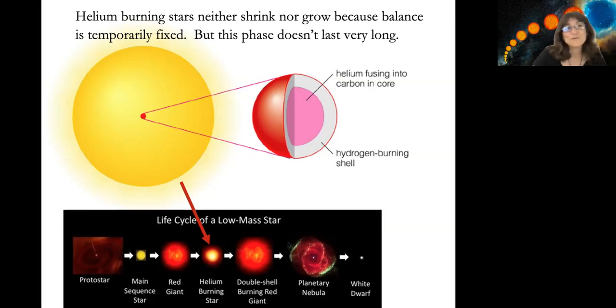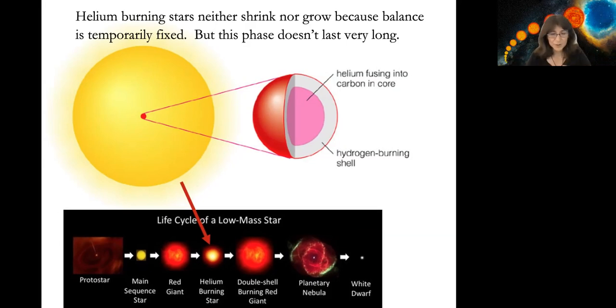Anyways, helium fusing stars get to be stable again because they neither shrink nor grow. As long as you have fusion in the core, you have at least a temporary balance. It is an equilibrium that is not long-lived. It's a very short phase, but for a little while, the star shrinks a little. If you can see here, during this phase, it's still bigger than when the sun was in the main sequence.